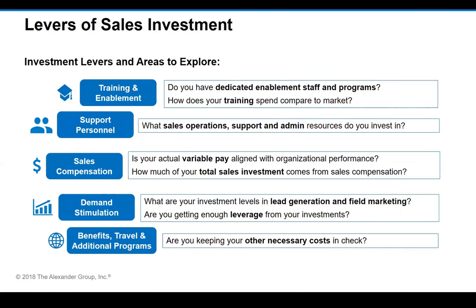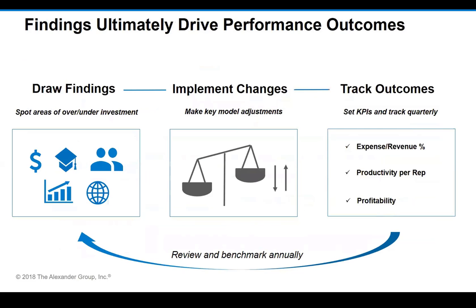So taking a more critical perspective, we can think of these cost elements as investment levers with corresponding areas to explore. Questions we can ask ourselves in each investment area are, do you have dedicated enablement staff and programs? What sales operations, support, and admin resources do you invest in? Is your actual variable pay aligned with organizational performance? What are your investment levels in lead generation and field marketing? And are you keeping other necessary costs in check? And in each investment area, 2 key comparisons to test are your current performance both versus your own goals and versus the market. That's right, and we all know that findings ultimately drive performance outcomes.